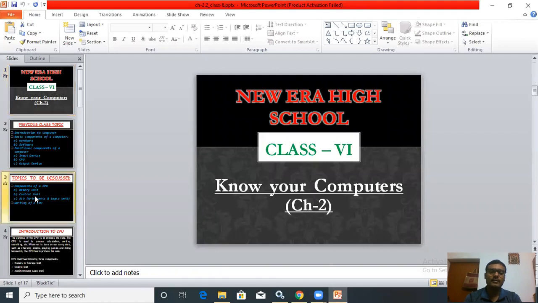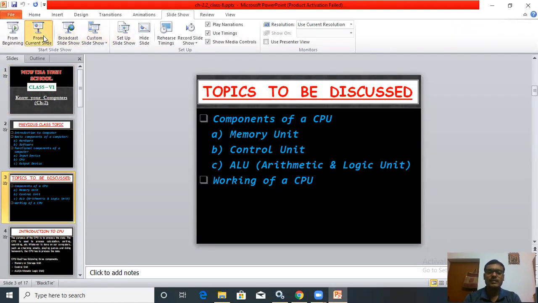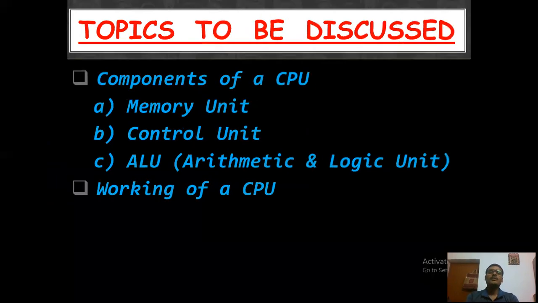In this video we will discuss the following topics. We will discuss the components of a CPU, and you know that there are three components of a CPU: memory unit, control unit, and ALU, arithmetic and logic unit. Then I will discuss the working of a CPU.